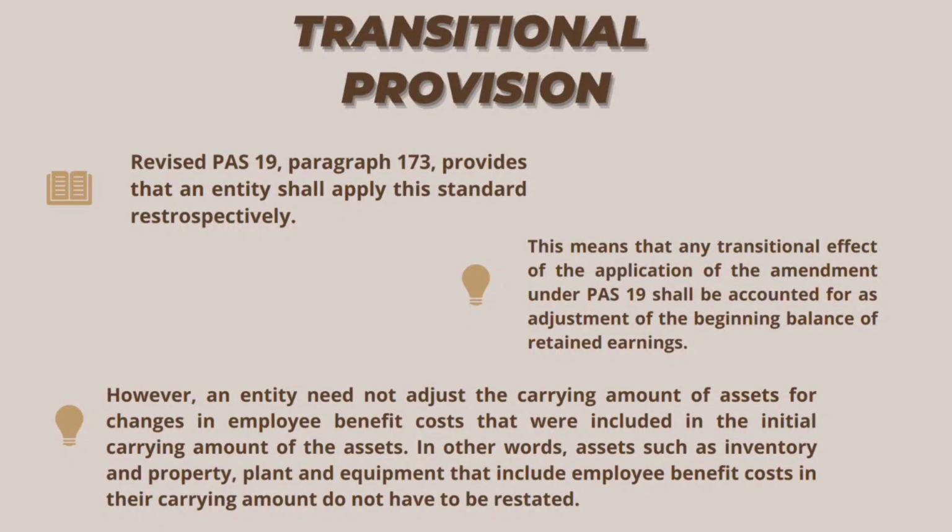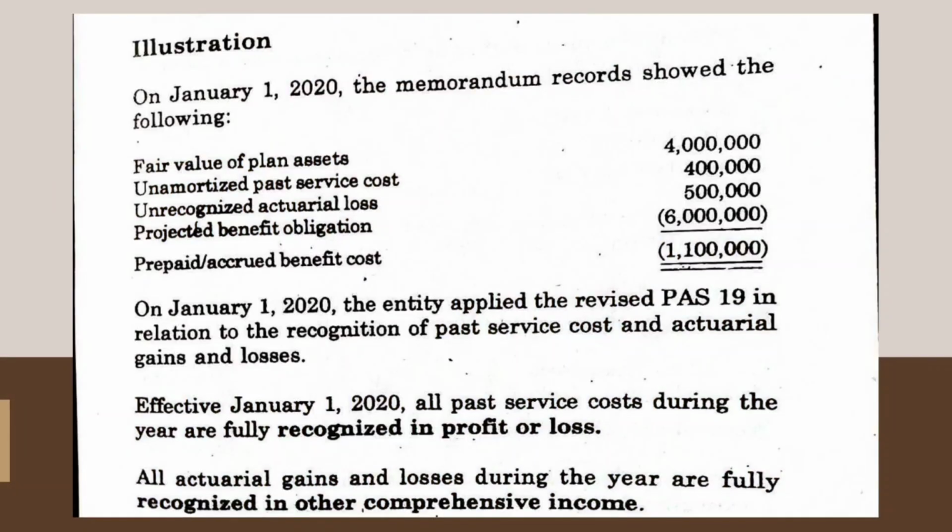So, illustration. On January 1, 2020, the memorandum record showed the following. Fair value of plan asset, which is 4 million, unamortized past service cost, which is 400,000, unrecognized actuarial loss, which is 500,000, subtracted to the projected benefit obligation, which is 1 million. We'll get the prepaid accrued benefit, which is 1,100,000.